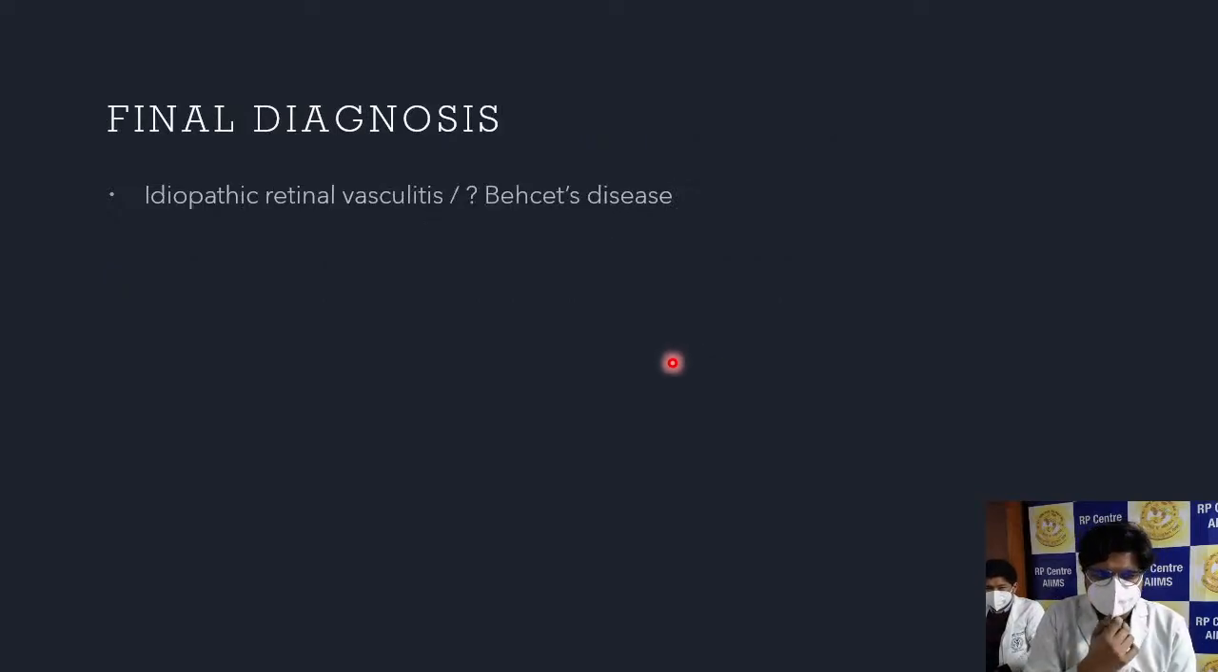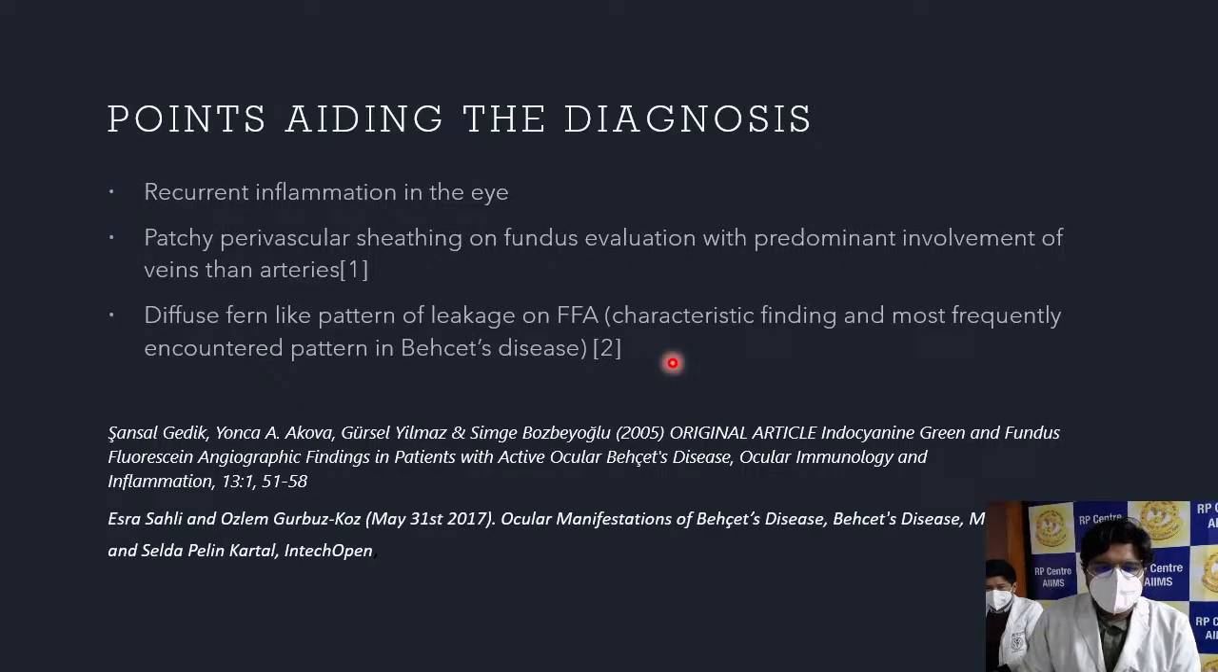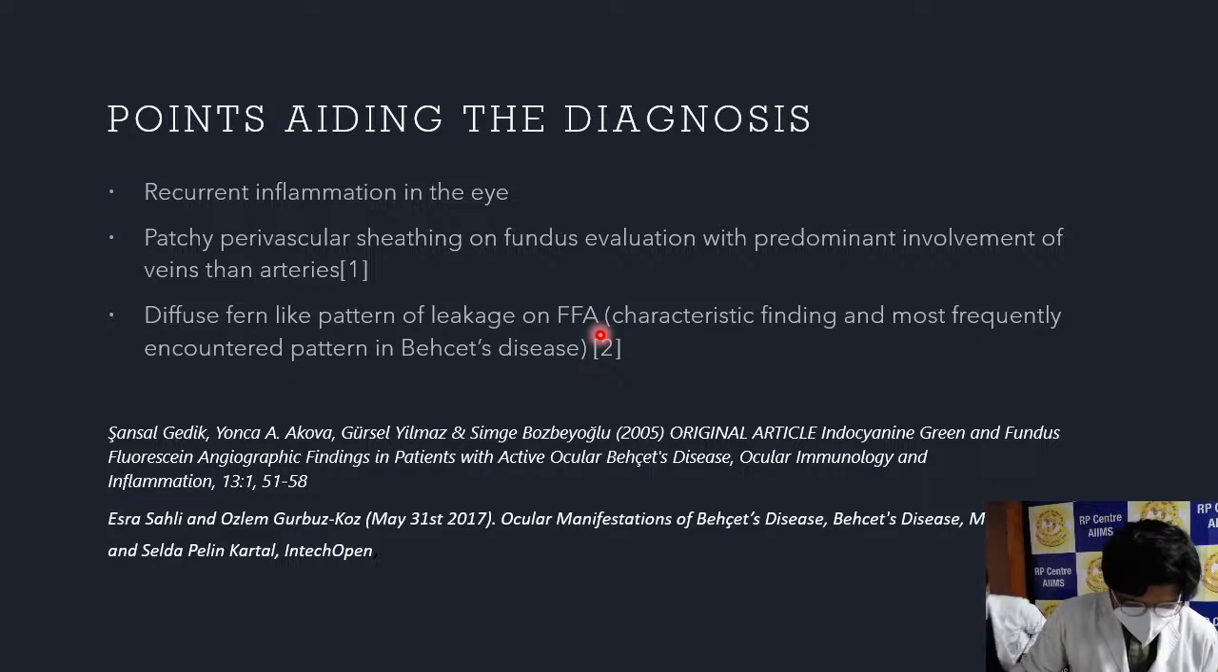So the final diagnosis we had come to is that it could be an idiopathic retinal vasculitis or could be Behçet's disease. The points that are aiding in our diagnosis are that the patient has recurrent inflammation in the eye, patchy perivascular sheathing on fundus evaluation with predominant involvement of veins rather than arteries, and on FA there was a diffuse fern-like pattern, which is a characteristic finding and the most frequently encountered pattern in Behçet's disease.